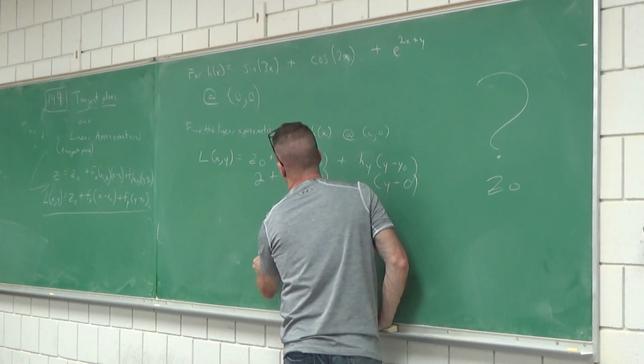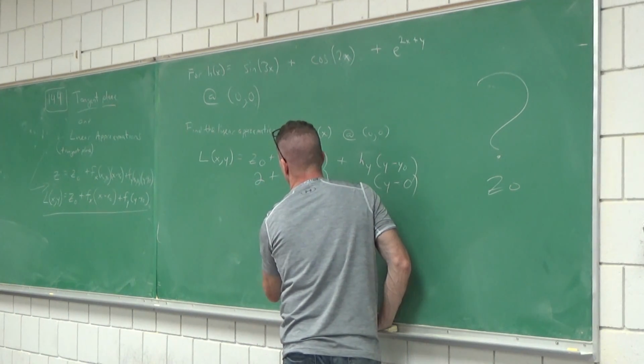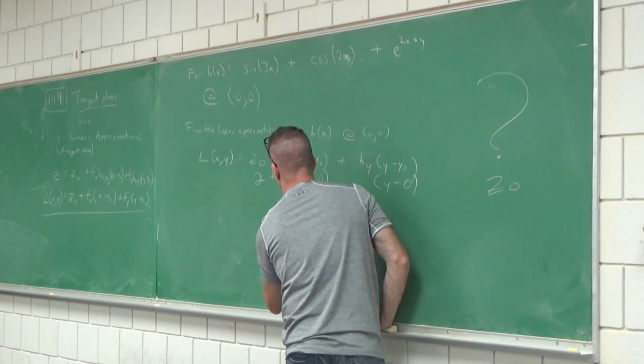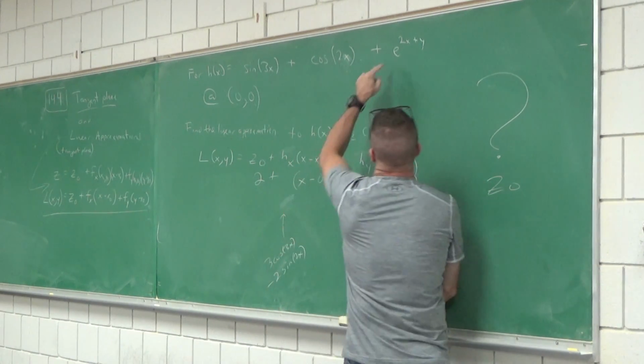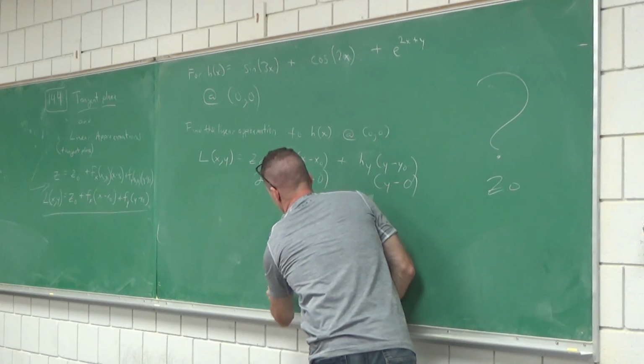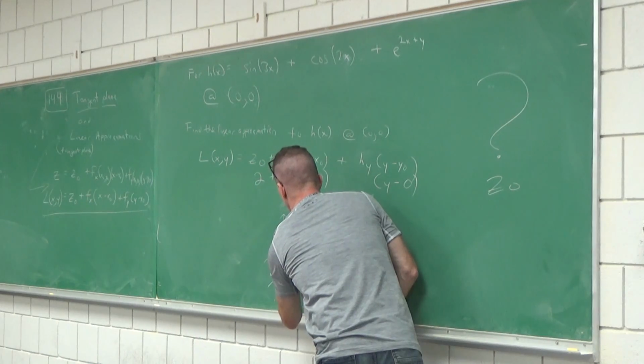I get 3 cosine 3x, minus 2 sine 2x. Chain rule. What's your derivative with respect to x? 2 e to the 2x plus 1.